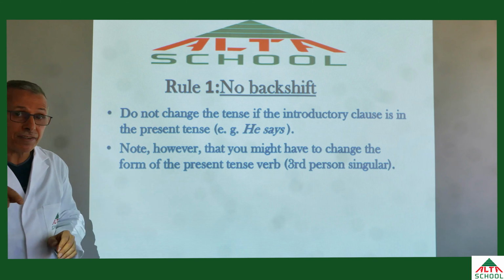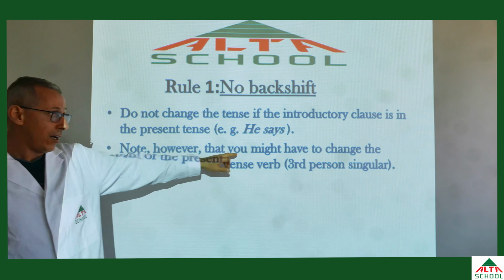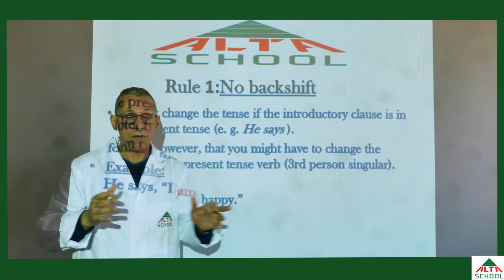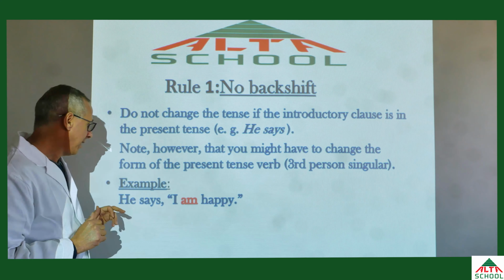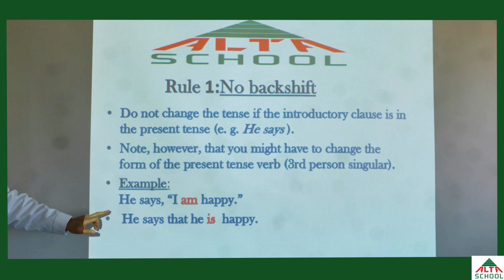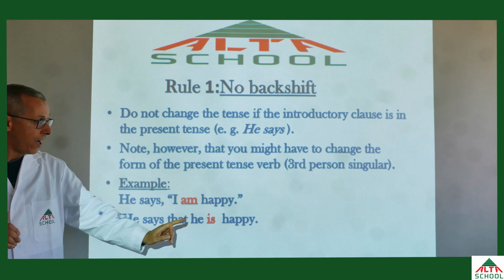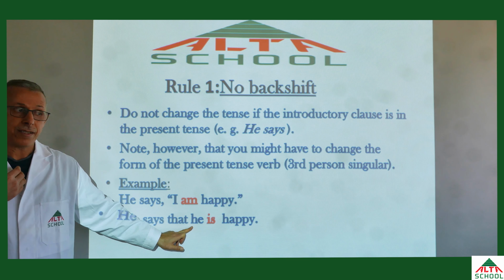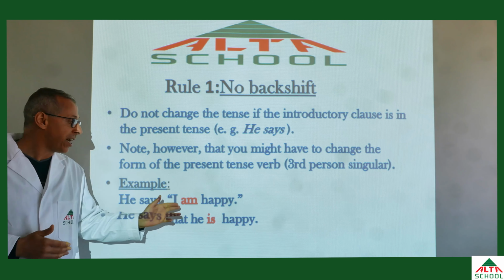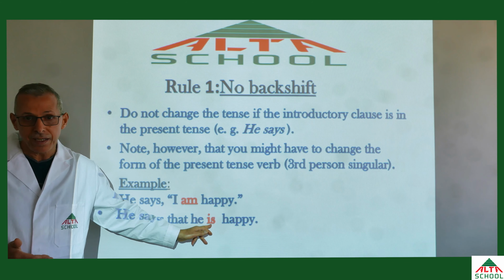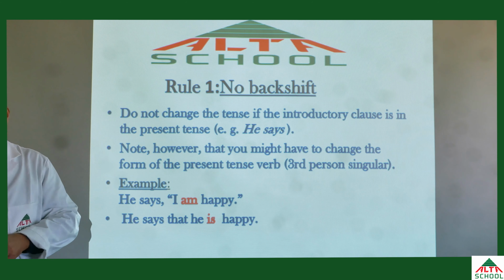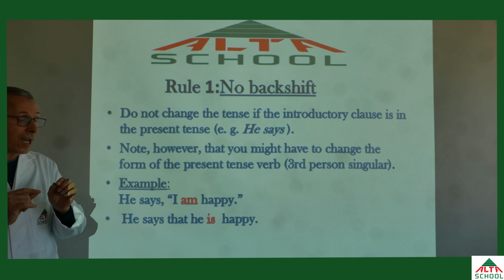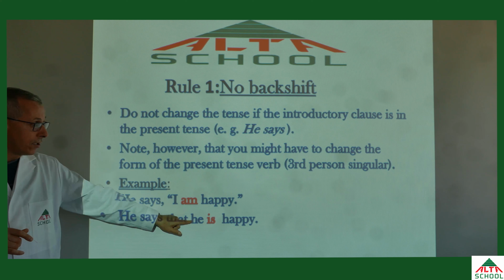But in spite of that, we have to make some changes. You might have to change the form of the present tense verb, for example, from the first person to the third person singular form. Let's see an example. He says, I'm happy. So you have the first person singular. Whereas when we say he says that, it's illogical to say I. So we have to use he. Automatically when we use he, we will change also the verb to be in the third person singular. We say am, but when we have he or she, we say is. So to sum up, though we don't change the tense, we can make some changes at the level of the personal pronouns.